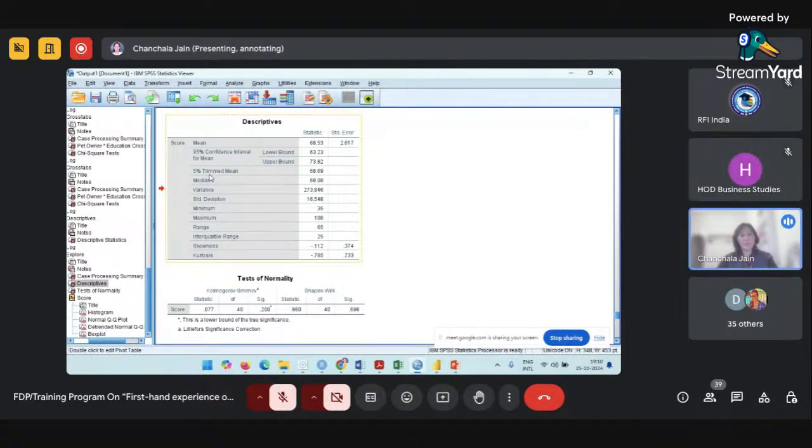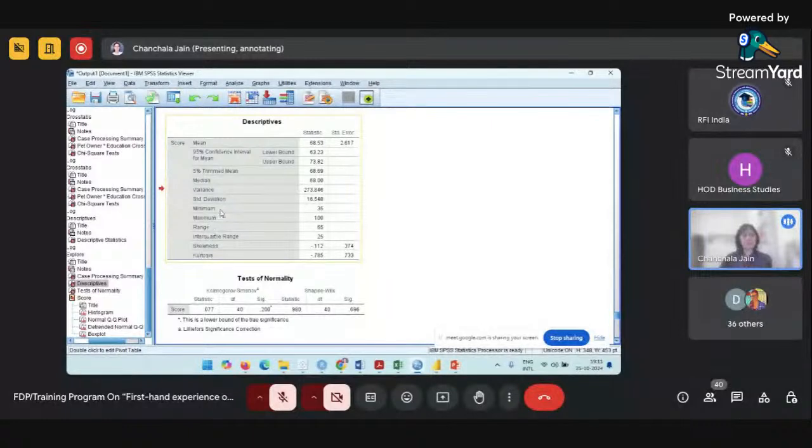Talking about the 5% trimmed mean, I already explained this. You need to trim the outliers, and that way you calculate the mean value. This is known as the 5% trimmed mean. So you are removing the outliers and then calculating the mean. If you compare these two, you can find a very minor difference, right? Looking at the median value, which is 68, the variance is 273.846. The standard deviation is 16.548.